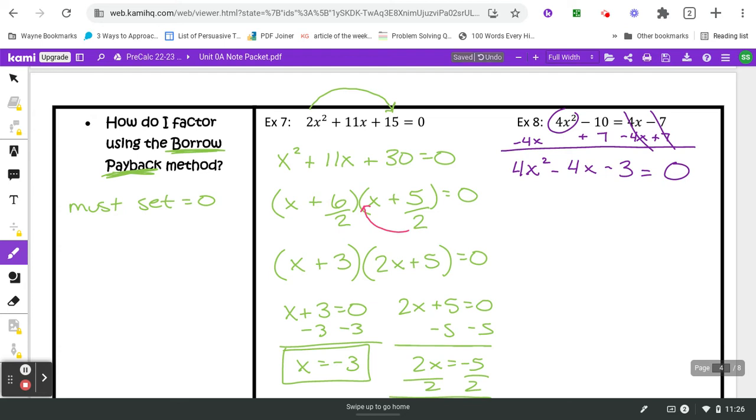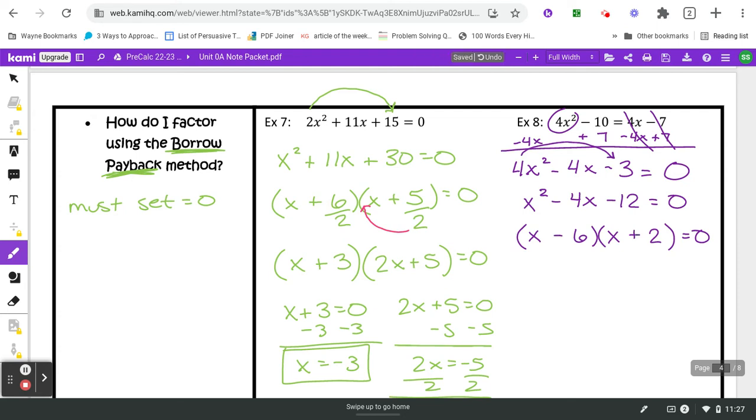Now you're ready to start the borrow payback method. So we'll borrow to get the minus 12. Then we'll go ahead and factor it. Split up the x squared into x and x. And we're going to end up getting 6 and 2, a negative and a positive.